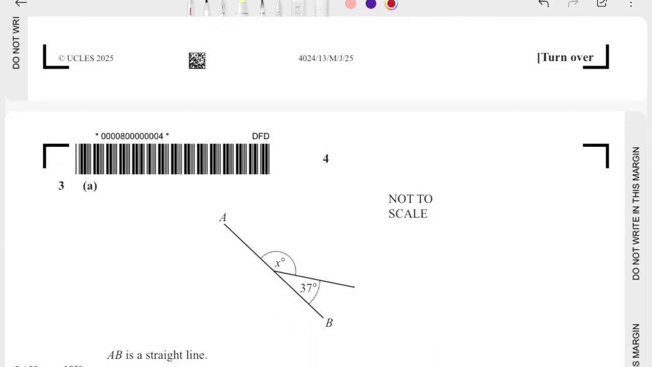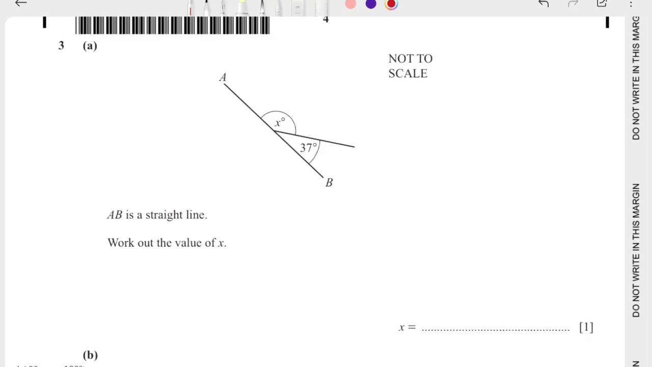Next question. AB is a straight line. Work out the value of x. Students, the sum of angles on a straight line is always 180 degrees, and they are supplementary angles, so it would be x plus 37 is equal to 180.